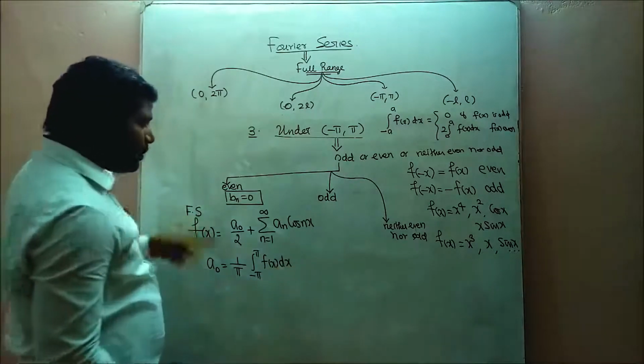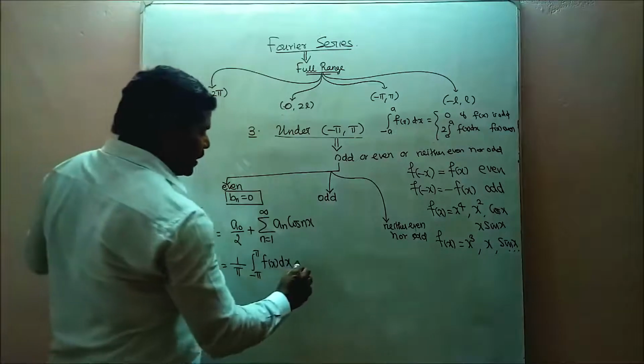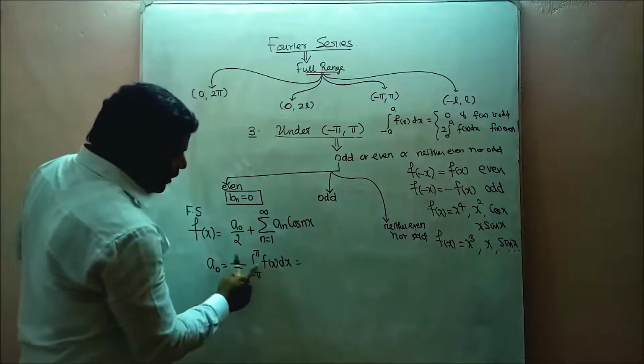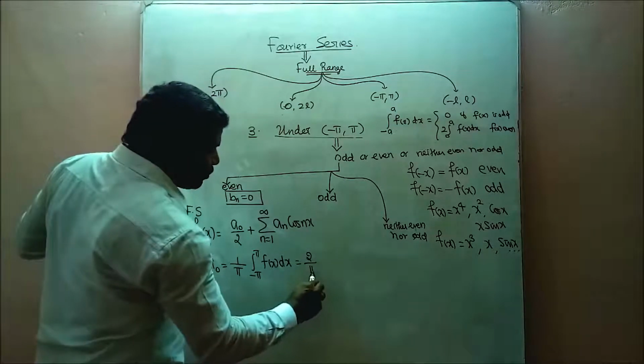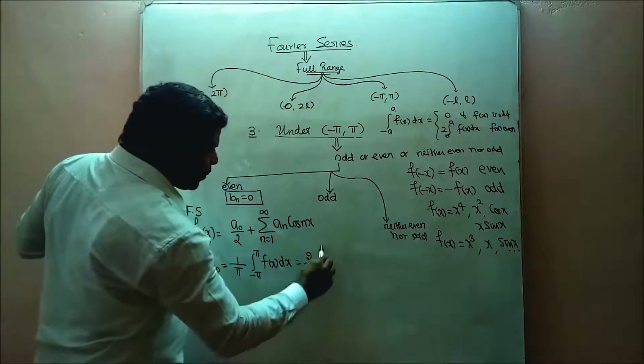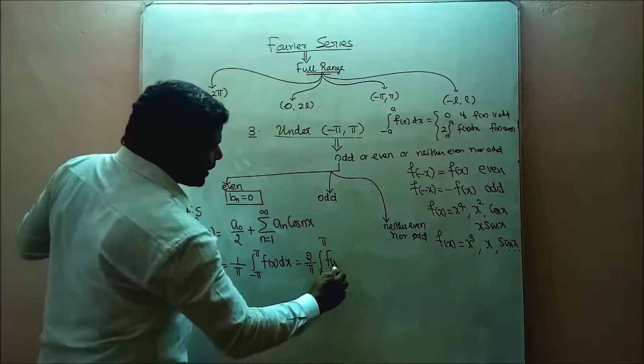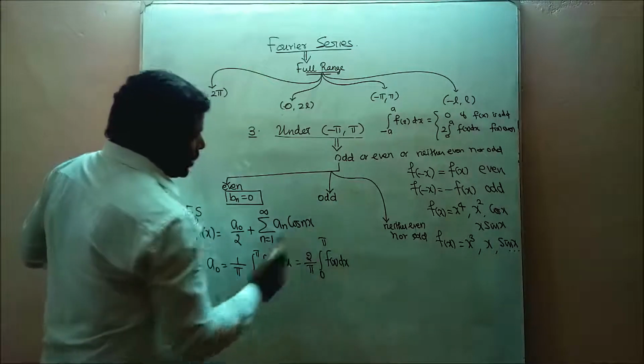Again, according to the property, directly we can write this value as 2 into 0 to pi. அதனால இது ஆட்டோமேட்டிக்கா 2 by pi into integral 0 to pi f of x into dx அப்படின்னு வந்துடும். ஸோ எல்லாரும் இதை மெமரியில் வச்சுக்கோங்க.